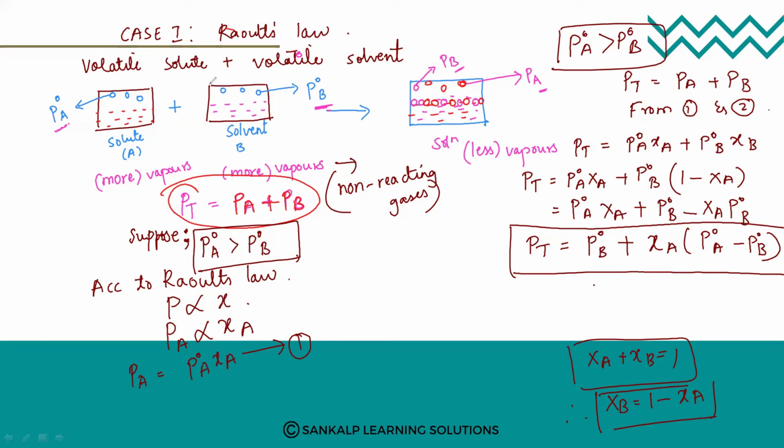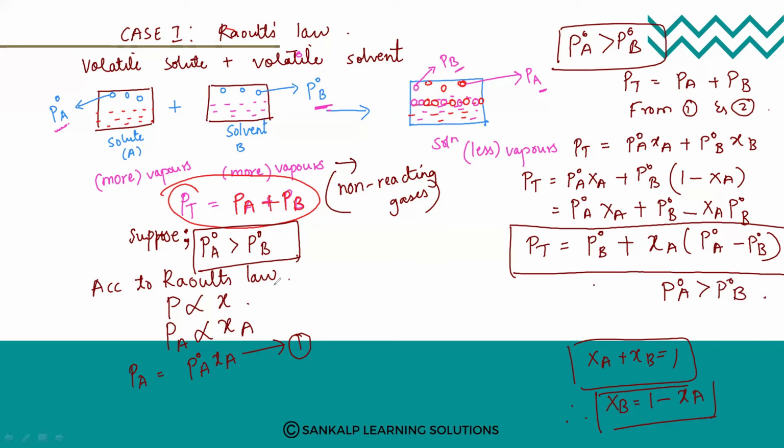that is, Dalton's law says the total pressure is equal to the sum of the individual partial pressures of each component, then I will get this particular equation, where we have P naught of A greater than P naught of B.